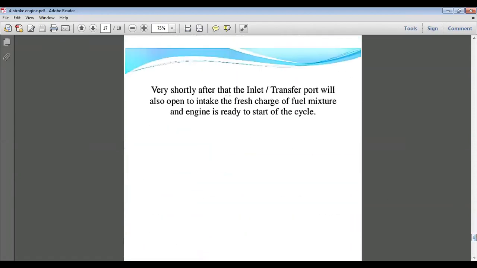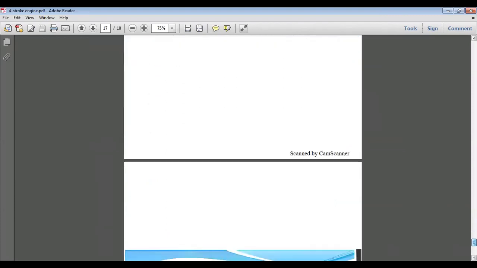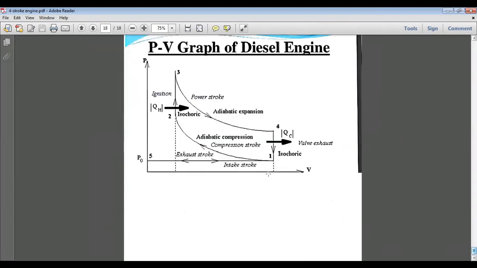Very shortly after that, the inlet oblique transfer port will also open to intake the fresh charge of the fuel mixture, and the engine is ready to start off the cycle. Okay, so this is about the 2-stroke and 4-stroke engine.